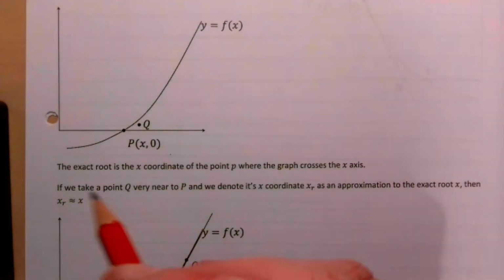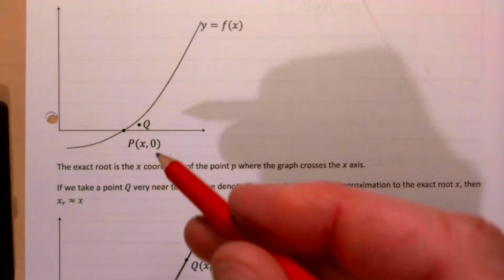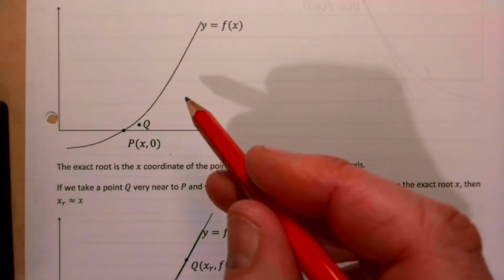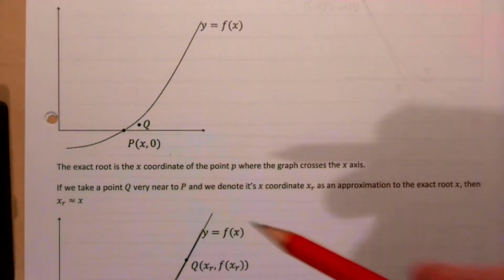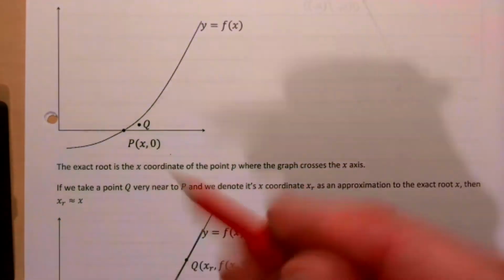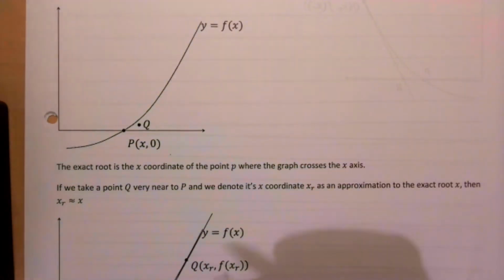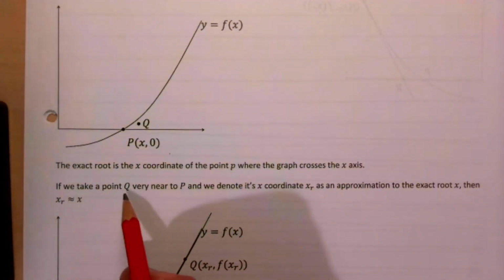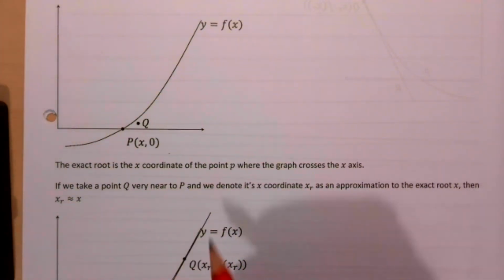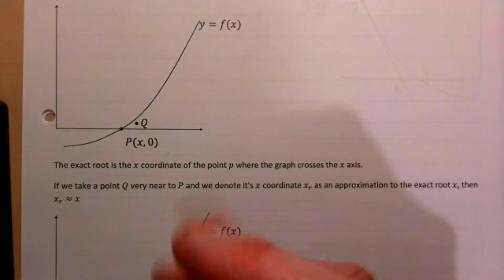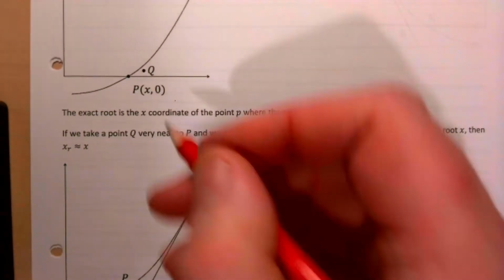If you notice in the previous wee bit, we were sure there's a root between 1 and 2, so that's a decent place to start, with 1 or 2. Then we get closer and closer and closer using this method. If we take a point Q very near P, notice the x-coordinate, then we have x equal to x_r. So this here is like an expanded out version of the one above.